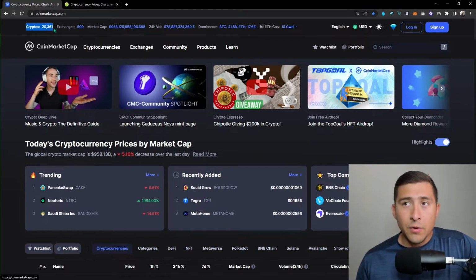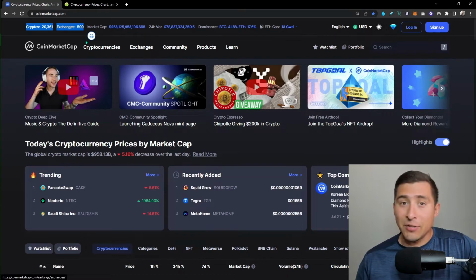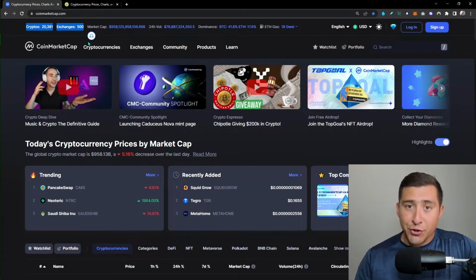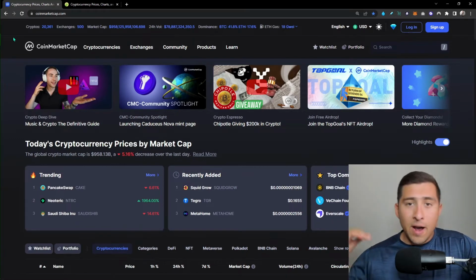Right here, you can take a look at the cryptos that are available. More than 20,000 registered here on CoinMarketCap. That doesn't mean that there are only 20,000 available worldwide. There are many more than that that are not here on CoinMarketCap yet. Exchanges: it tells you exactly how many exchanges are registered here on CoinMarketCap. Here we have 500, and more added every single day.